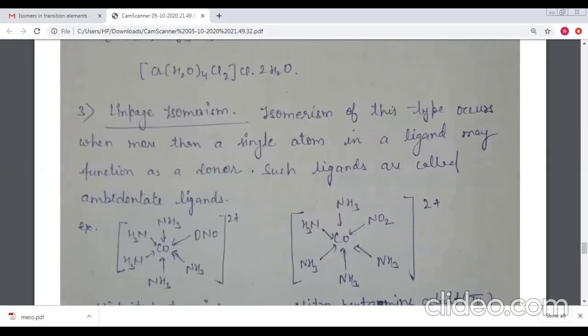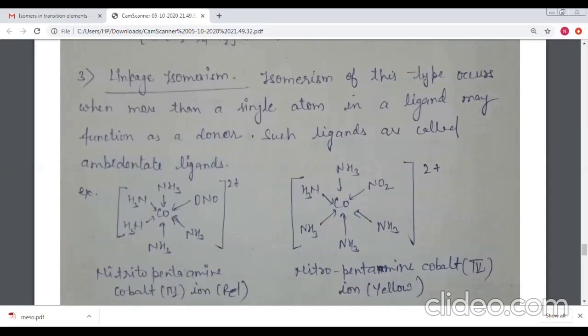The isomers of this type occur when more than a single atom in a ligand may function as a donor. Such ligands are called ambidentate ligands. Here is the example of the linkage isomers, the nitritopentamine, where the ligands directly attached to the central metal atom are ammonia, and here is the ONO. But when we see the other isomer, here is nitrogen.